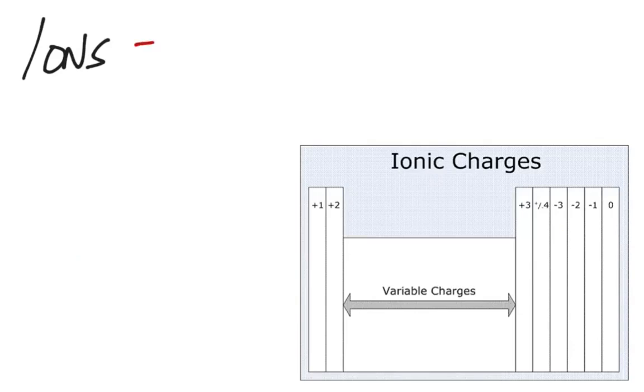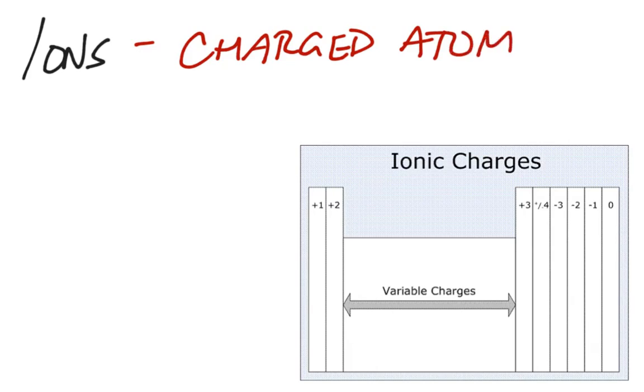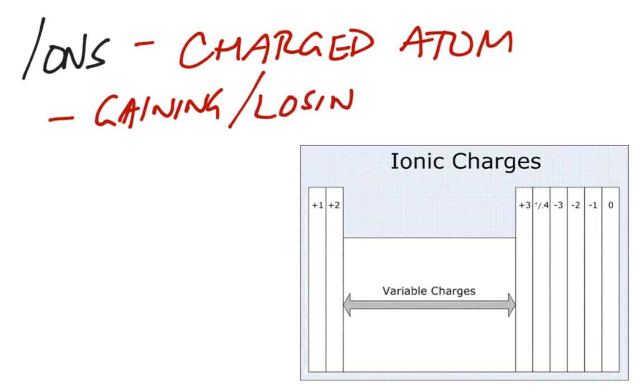Ions are charged atoms. So any atom with a charge is no longer called an atom. It's called an ion. And the way that you get an ion is by gaining or losing an electron. It's important to remember that if you gain or lose a proton, you change the element and what you have there. And if you gain or lose a neutron, you're not changing the identity, you're just getting heavier or lighter, and that would be your isotope.